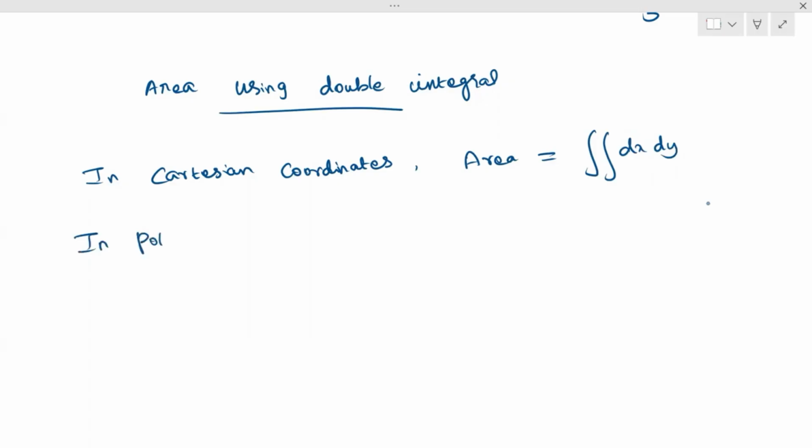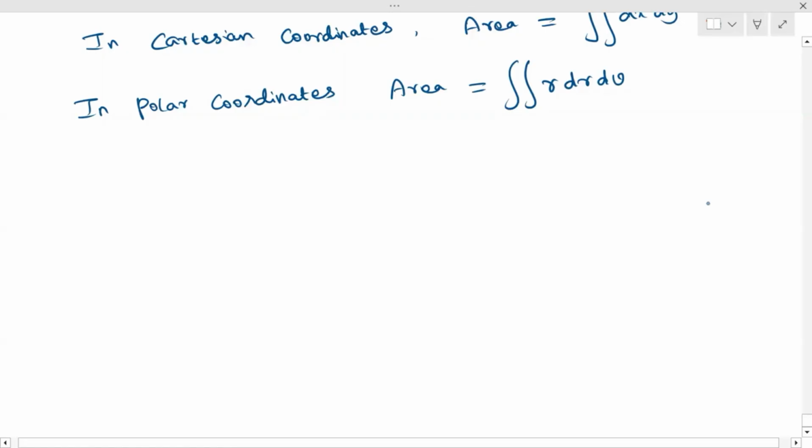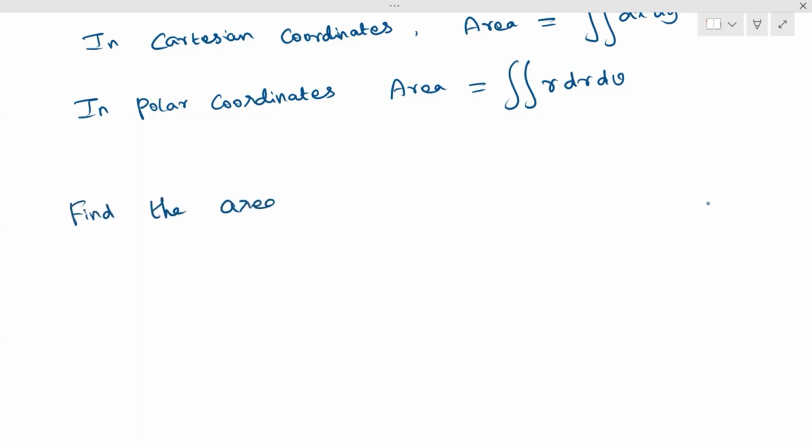In polar coordinates, area is nothing but double integral r dr d theta. So we can do the problems by using these simple formulas. Find the area of a circle.